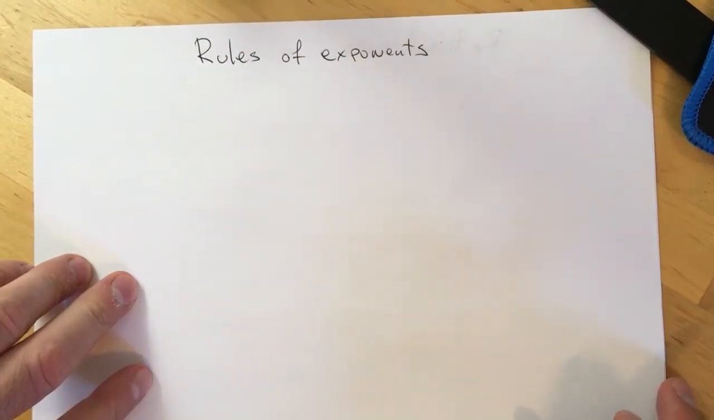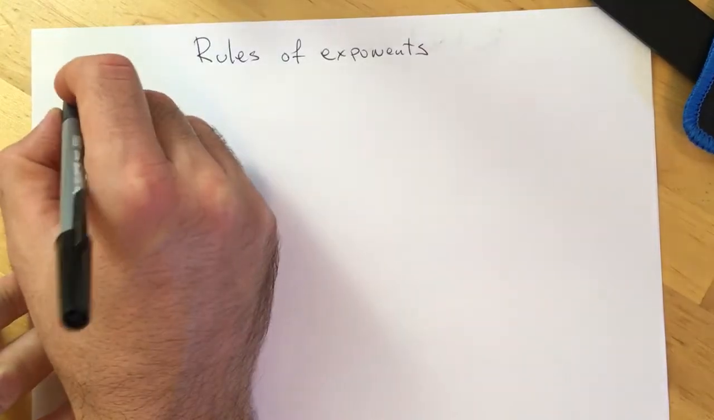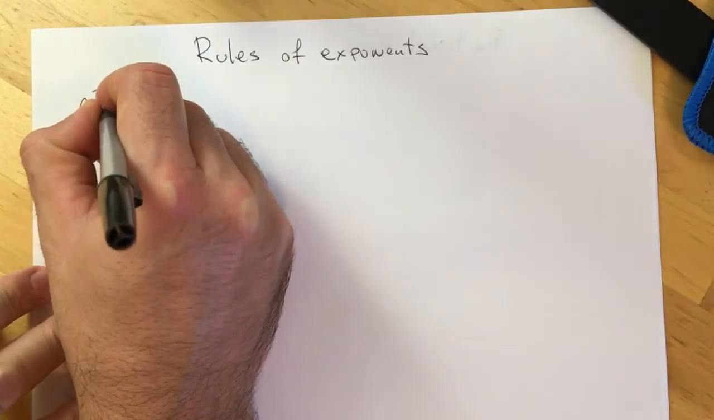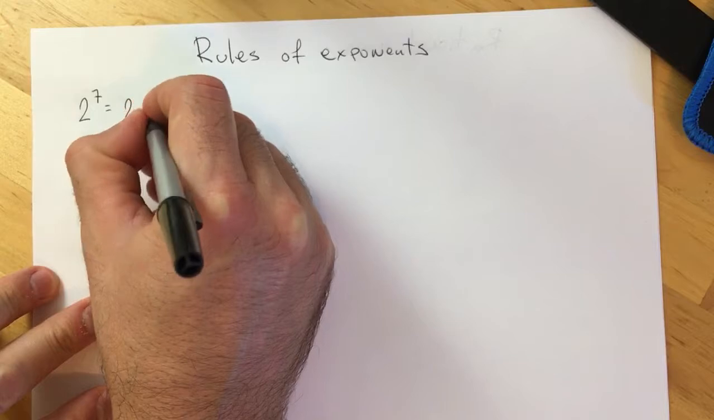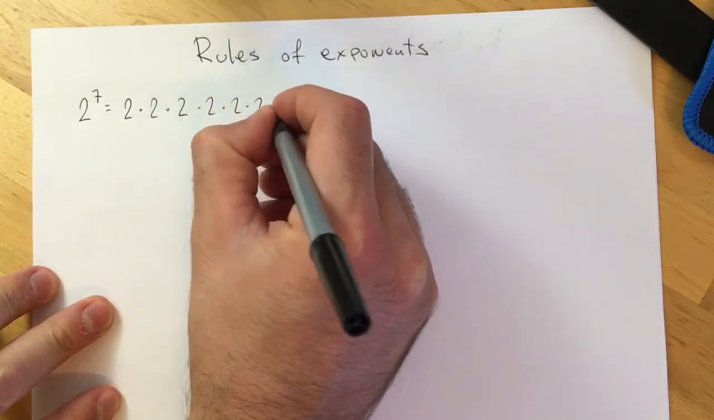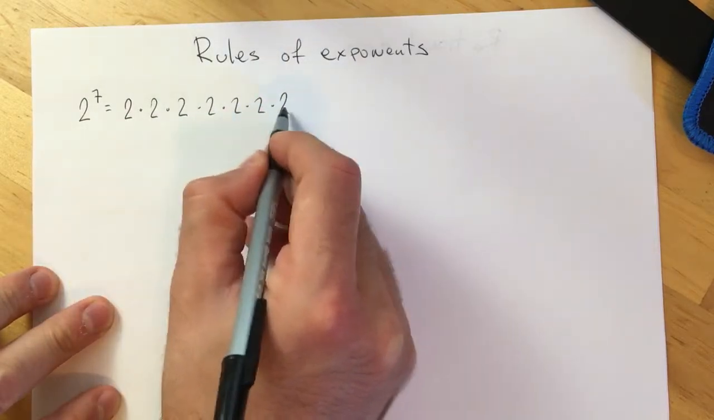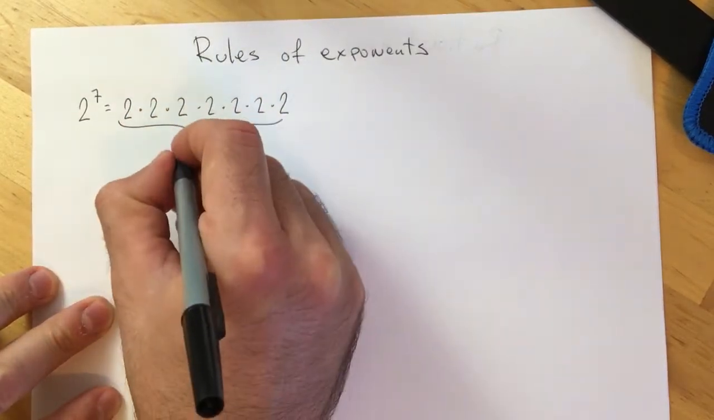In this video we will go over the rules of exponents. First of all, let's just recall what exponents are. For example, 2 to the power of 7 means that we are multiplying 2 by itself 7 times, right? Times 2 times 2 times 2, if I'm not mistaken. 1, 2, 3, 4, 5, 6, 7, right? So 7 times.